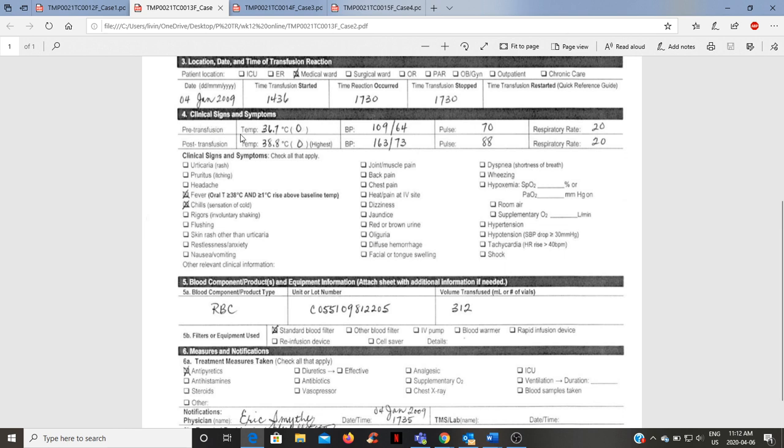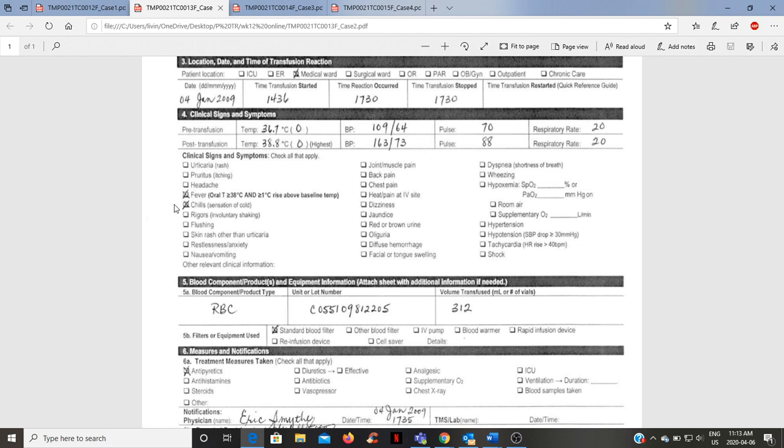So pre-transfusion temperature 36.7, post-transfusion 38.8. So that is a significant rise. He's got an increase in blood pressure. Pulse was slightly increased. Respiratory rate was about the same. So what's significant here? He's got chills and a significant rise in temperature, which equates a fever, right?